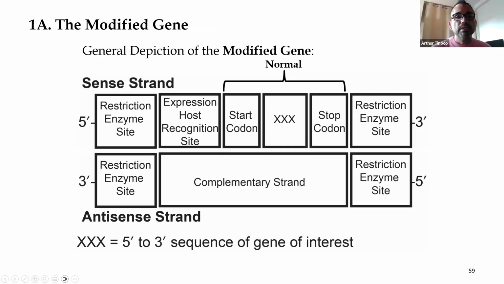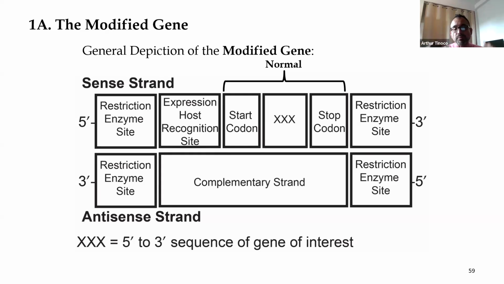Okay. So here's just a representation of a modified gene. This is a visual depiction of this. So you have here the 5' end to the 3' end. And so let's look at the components that we have here. You have a restriction enzyme site, a particular site that you want to have cleaved. The expression host recognition site. You want that sequence to be there in order to facilitate the expression process of, ultimately, the protein in your host. And then you have the start codon, the actual gene of interest, the stop codon, and then another restriction enzyme site that's going to be there.